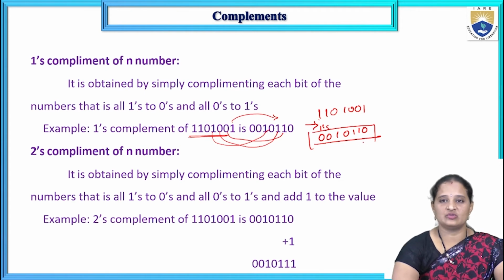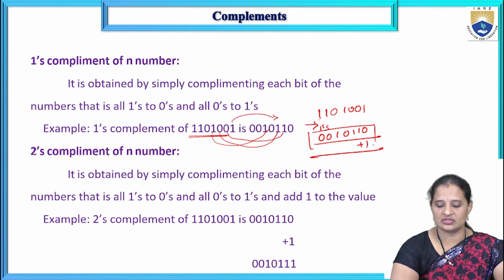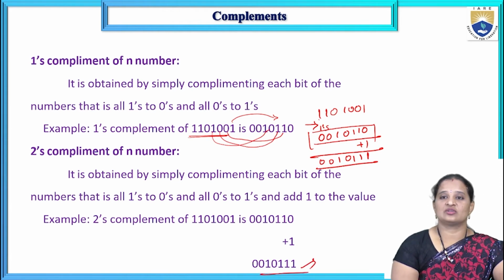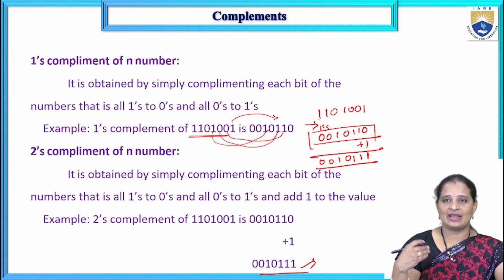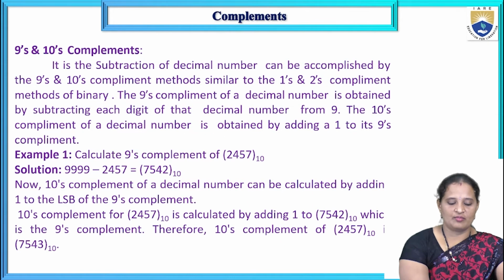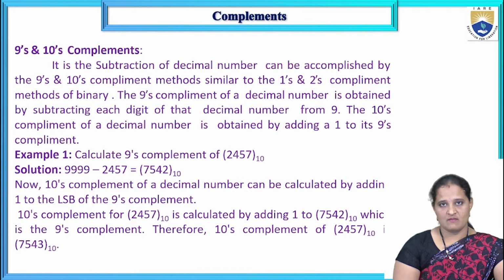And how can I get the 2's complement? Once the 1's complement is obtained, just add 1 to this one. So the R's complement can be obtained simply by adding 1 to the R minus 1's complement. Now the 9's complement and 10's complement.